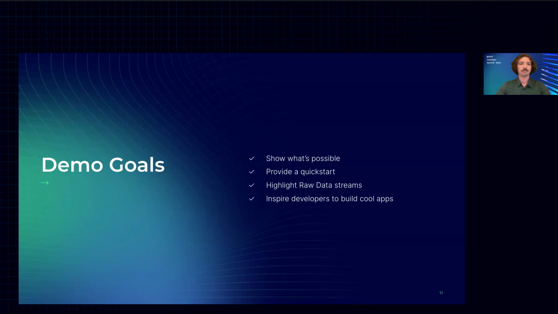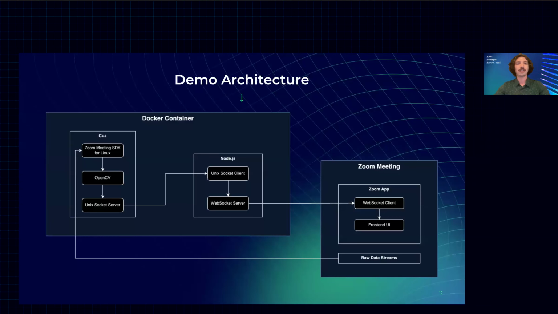Looking at the architecture for our demo, we have a Docker container on the left-hand side with our backend code and a Zoom meeting that is running an in-meeting web application called a Zoom app. Our C++ application receives those frames of raw video and processes them with OpenCV in real time before communicating to our Node.js server. From there, Node.js serves a web app that runs directly within the Zoom meeting. And now let's play a short video and take a look at our demo.